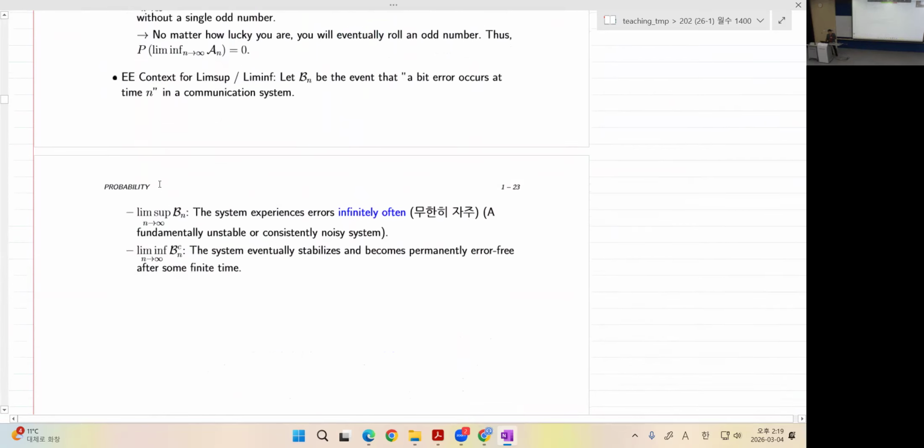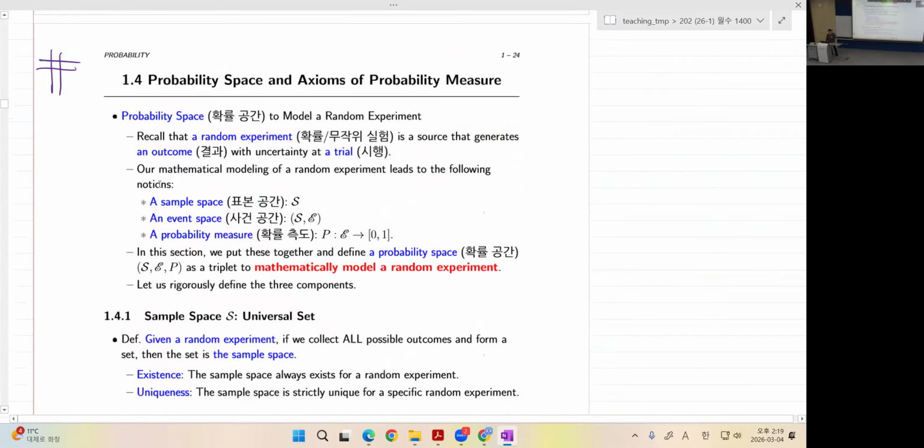Got it? Anyway, we have now arrived at section 1.4, and last time we covered a little bit of this section. We want to make our previous discussion about modeling a random experiment using set theory more precise in this section. So the first thing is the so-called probability space.